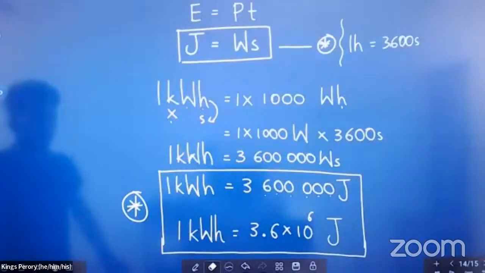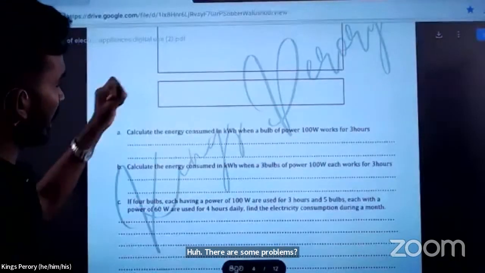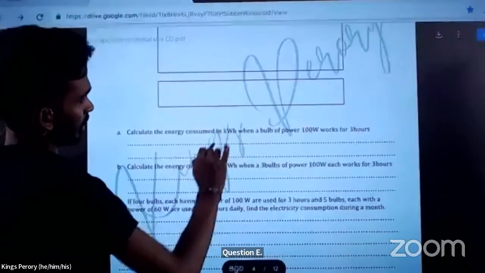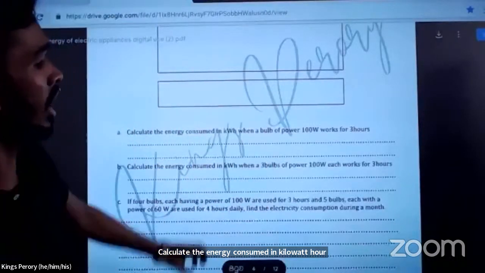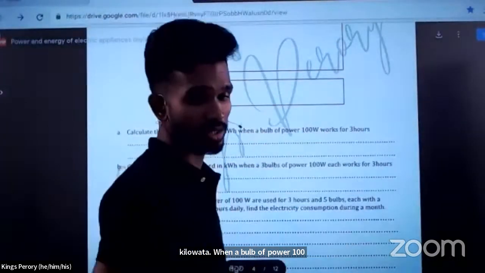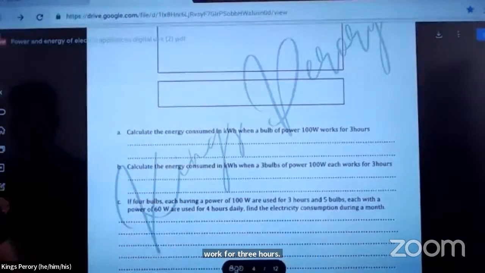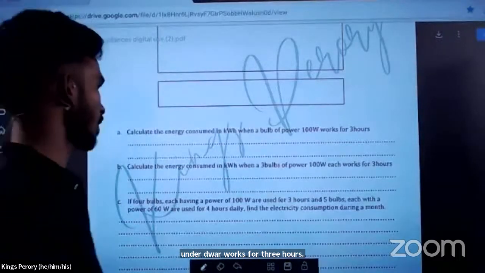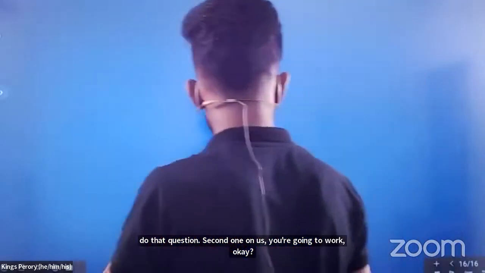Let's solve some problems. Question A: Calculate the energy consumed in kilowatt hour when a bulb of power 100 watt works for 3 hours. I'll do that question. From the second one onwards, you're going to work on it.